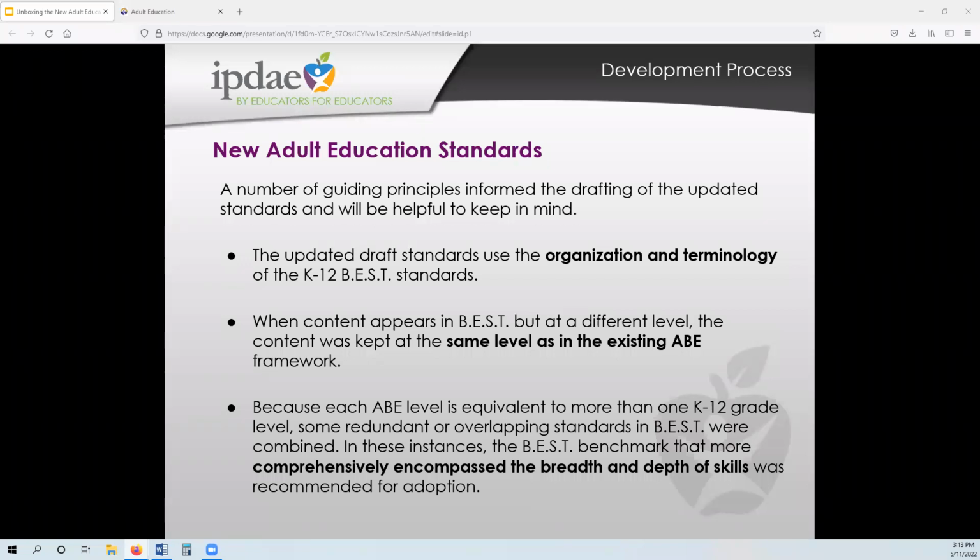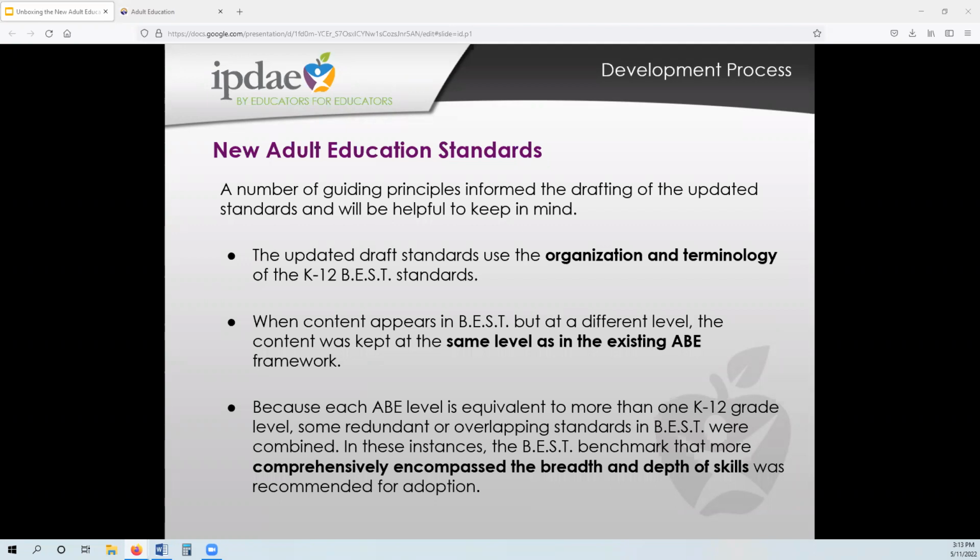We have adopted the organization and terminology of K-12 BEST. And in part, the reason for that is it actually offers an opportunity for streamlined and more coherent standards frameworks. We'll talk a little bit more about that in a few.